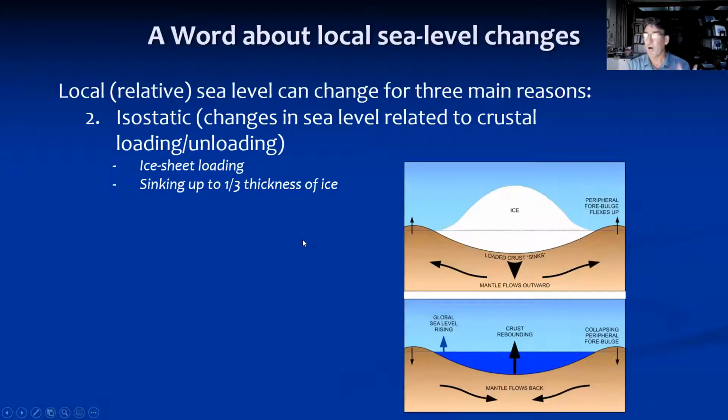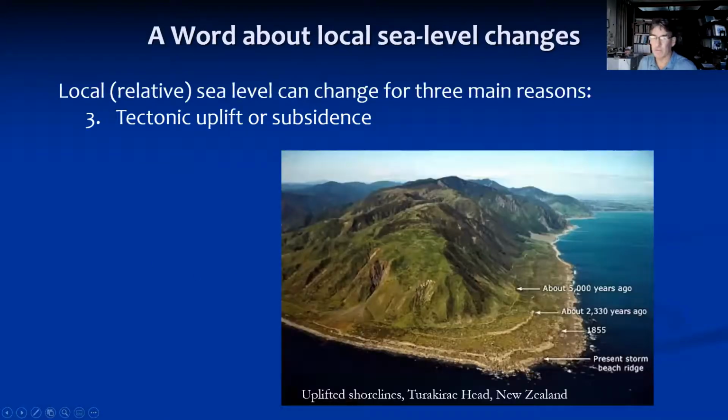Those are the two that we know happened here in Puget Sound. There's no debate about that. Everyone knows both of these have affected our local sea level. But there's one other one that will affect sea level, or can, depending on where you are and what the tectonic conditions are. But that's tectonic uplift or subsidence.